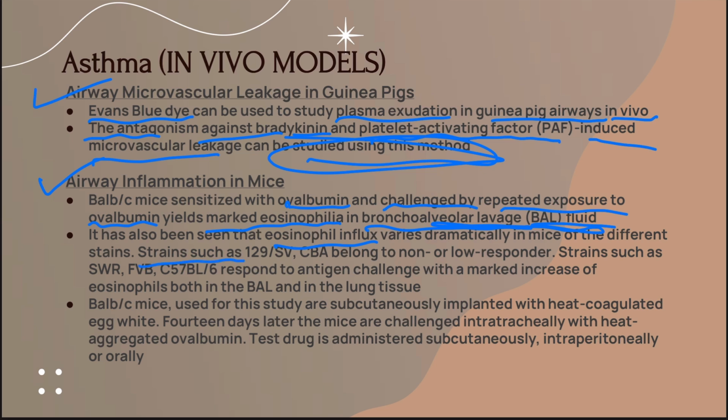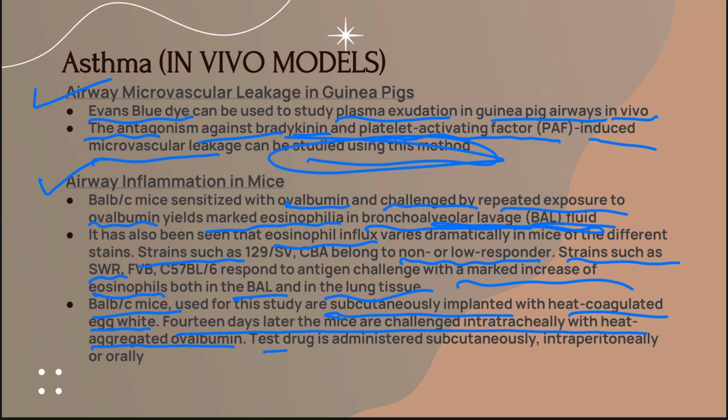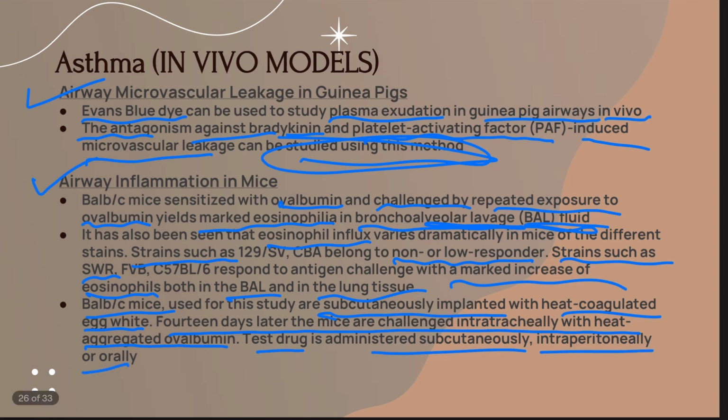For example, strains such as 129/SV and CBA belong to non or low responders, whereas strains such as SWR and C57BL/6 respond to the antigen challenge with a marked increase in eosinophils, both in bronchoalveolar lavage fluid and also in the lung tissue, which can be visualized after histopathology. Next, BALB/c mice used for this study are subcutaneously implanted with heat coagulated egg white. 14 days later, mice are challenged intratracheally with heat aggregated ovalbumin, and the test drug is administered subcutaneously or intravenously or orally. So this is basically the procedure.